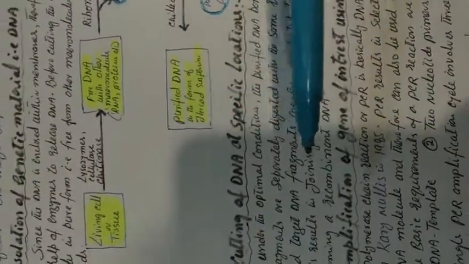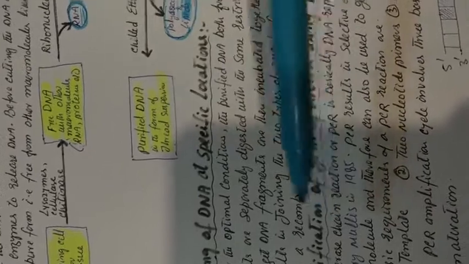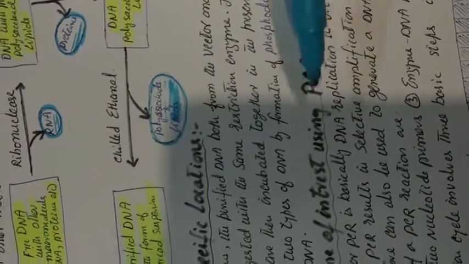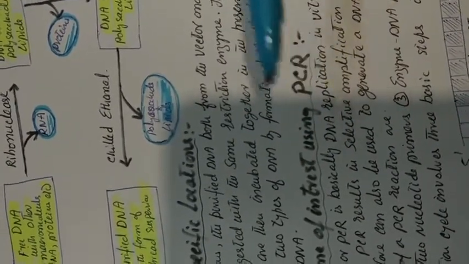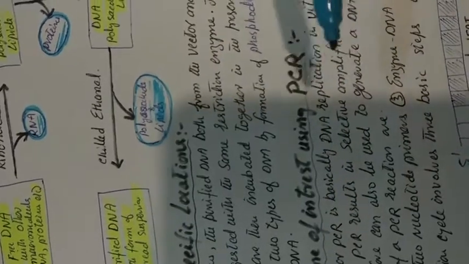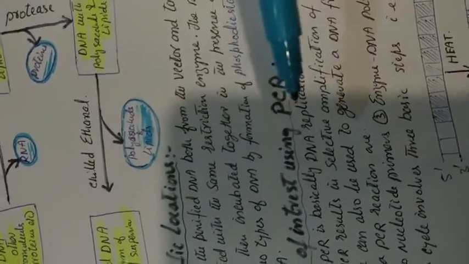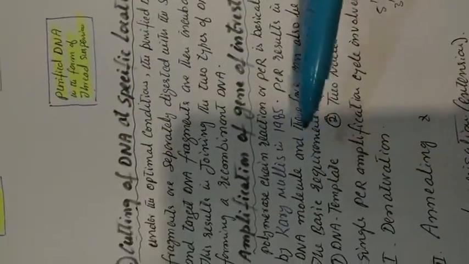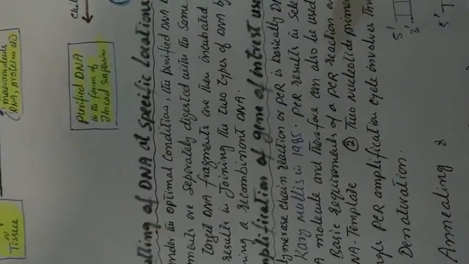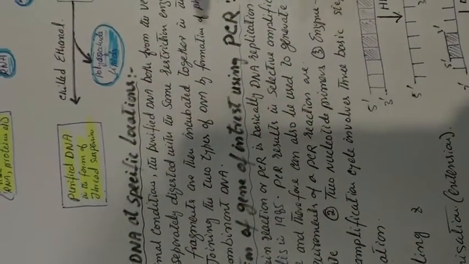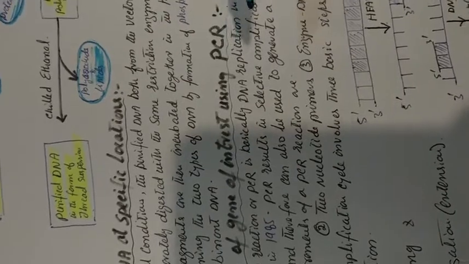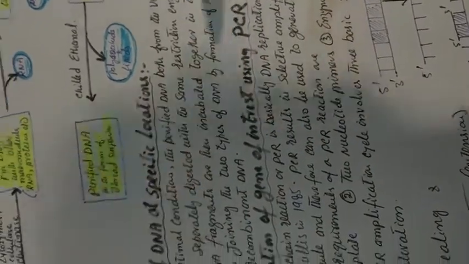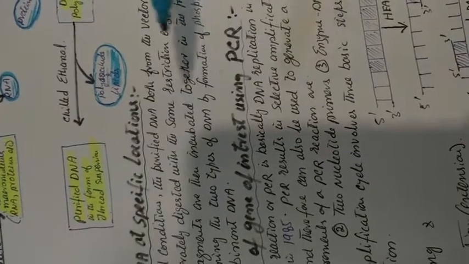After the second stage, there is a very important third stage called the amplification of the gene of interest using PCR, that stands for polymerase chain reaction. This PCR is basically DNA replication in vitro. PCR was invented by Kary Mullis in 1985. PCR results in selective amplification of a specific region of a DNA molecule and therefore can also be used to generate a DNA fragment for cloning.